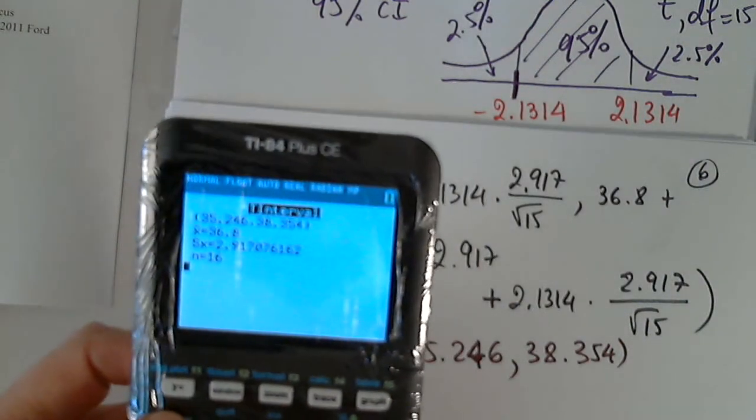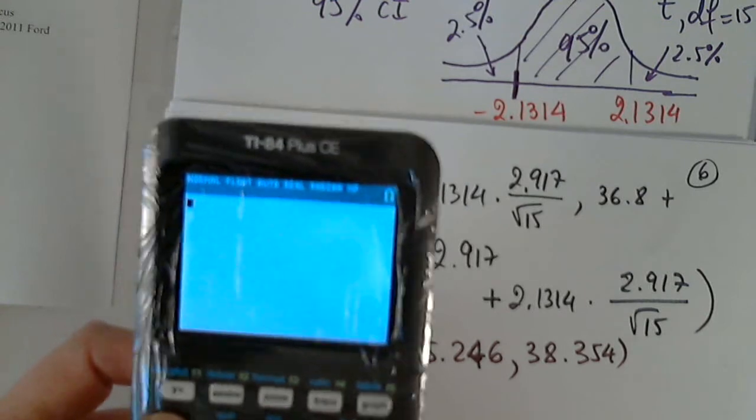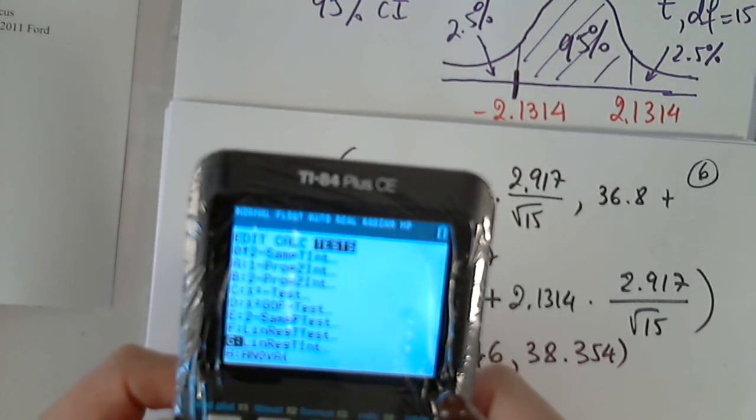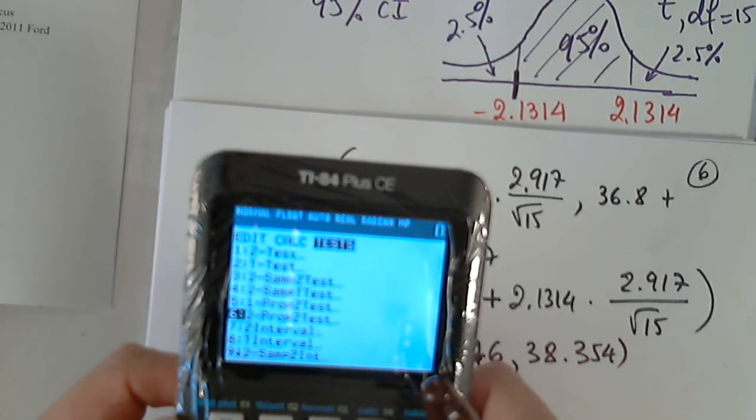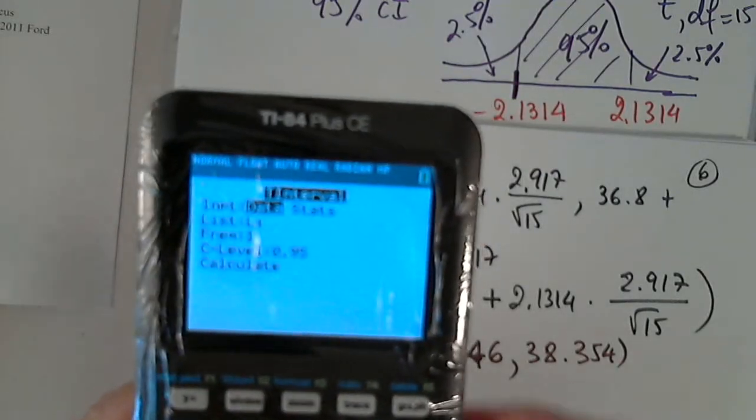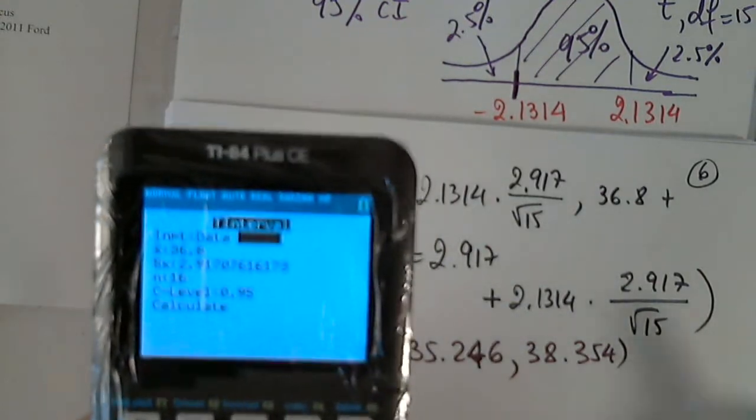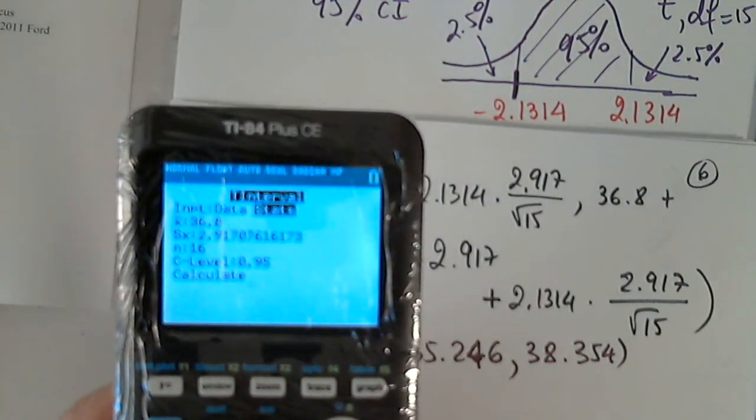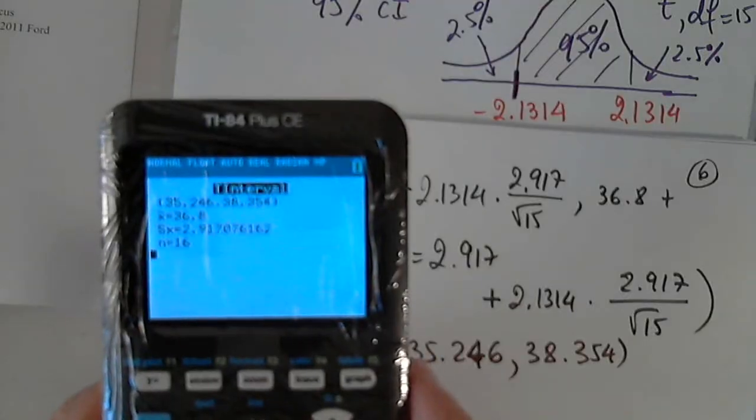I can do it again. Clear. Just go to tests, and I want the T interval. And this time I want to put in the stats, which is the same thing. It's already entered, right? It's already there, and I'll get the same answer.